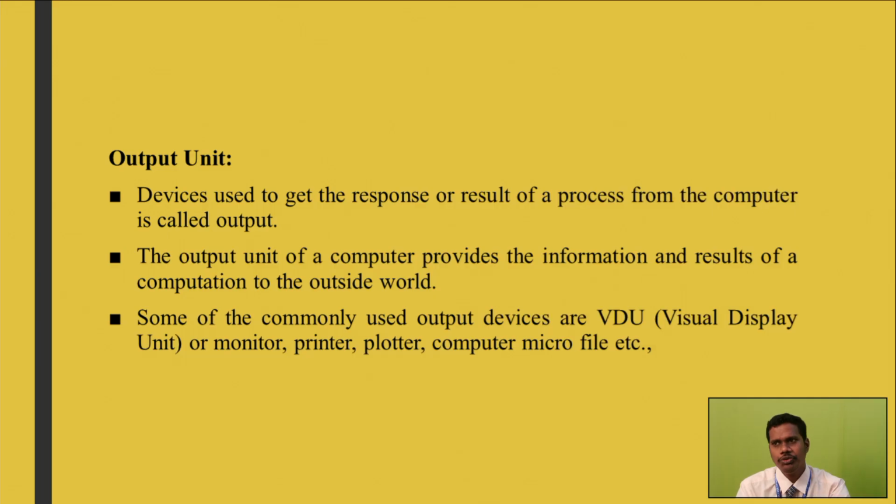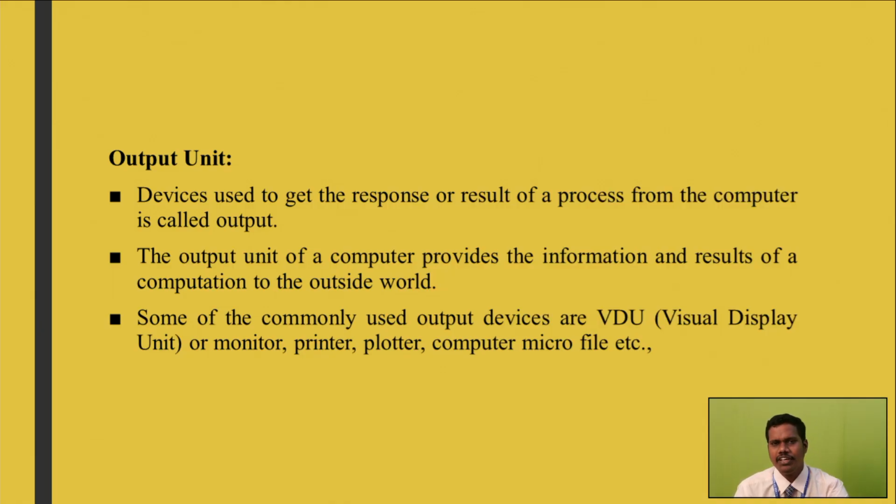Next one is the output unit. Once the input device gives the input to the computer and the computer processes it, the output will be produced to the output unit. The output unit mainly used nowadays is the monitor. Monitor is a primary output device that displays the output of the particular input data given by the user and the processing of that data. After processing, the output unit will display the output to the user.